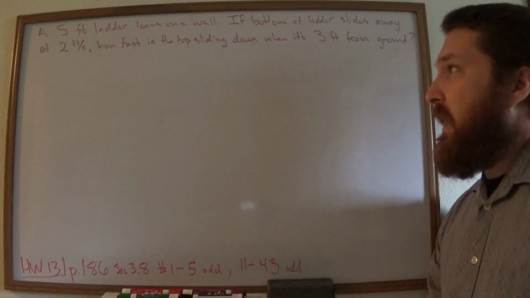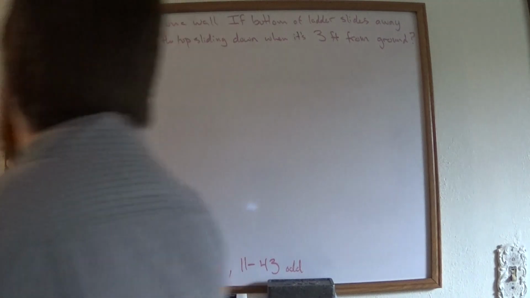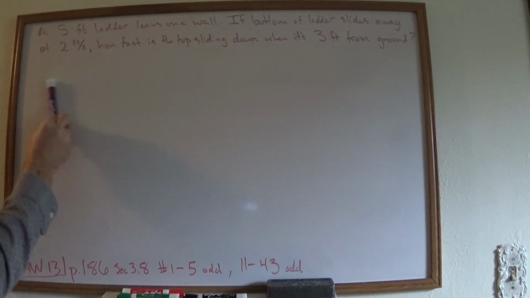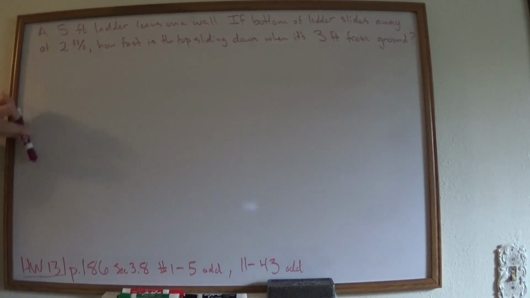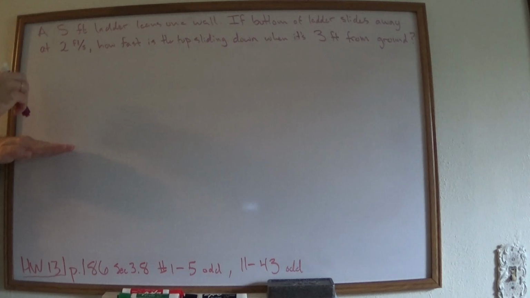It's going to take a long time. I know that. Okay, so let's look at a word problem. We have a 5-foot ladder leans on a wall. If the bottom of the ladder slides away at 2 feet per second, how fast is the top sliding down? So here's the ground. Here's the ladder. It's doing something like this. That's the setup. It's touching like that, and slides down like that.